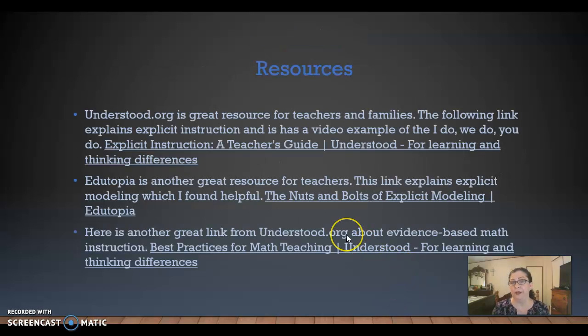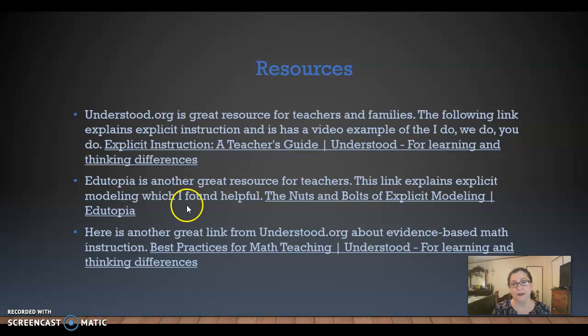I have also included some other resources that I find very helpful. Understood.org has lots of information for teachers and for families and for students. And this is a link that explains explicit instruction, and it even has an example of the I do, we do, you do. And Edutopia is another really great resource for teachers.